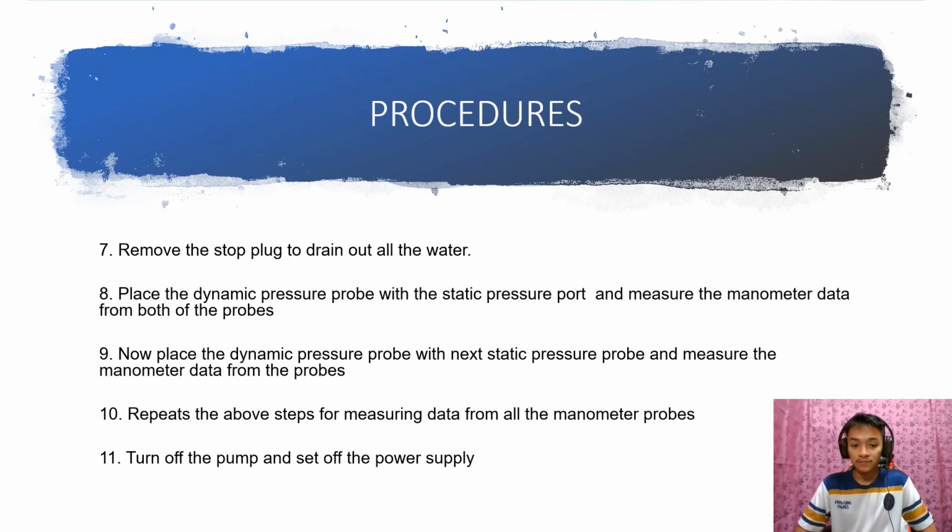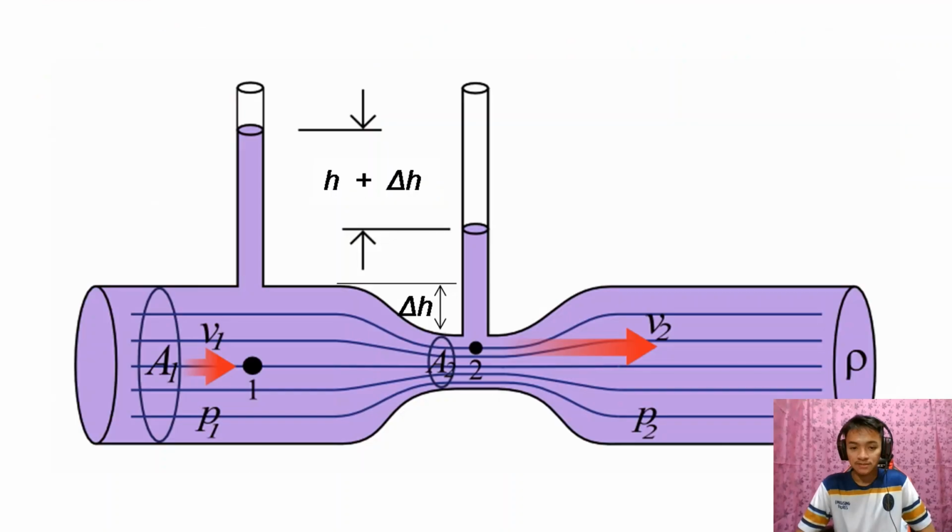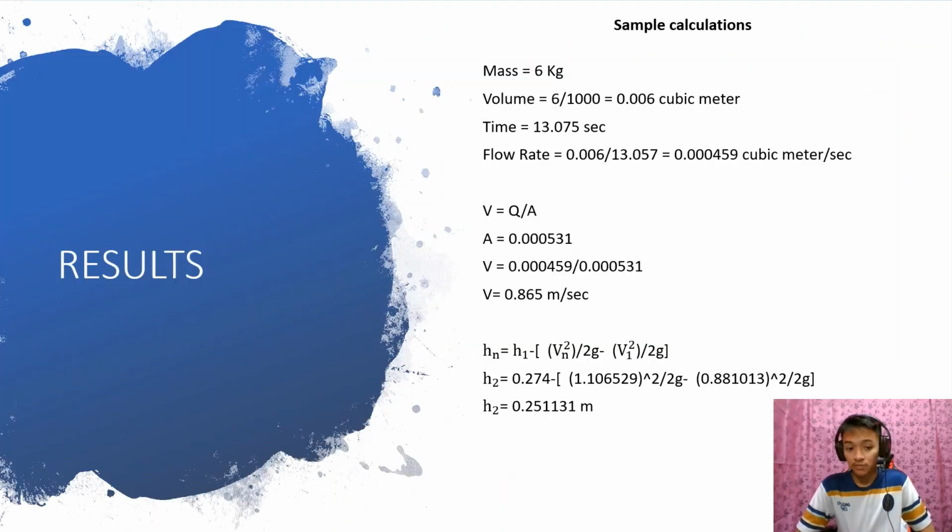Then place the dynamic pressure probe with the static pressure port and measure the manometer data from both of the probes. Then, place the dynamic pressure probe with the next static pressure probe and measure the manometer data from the probe. And these steps are repeated for measuring data from all the manometer probes. And finally, turn off the pump and switch off the power supply. So here is roughly what the experiment looks like. Next, moving on to the result.